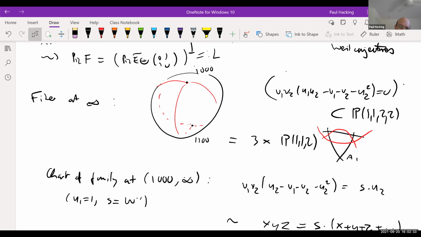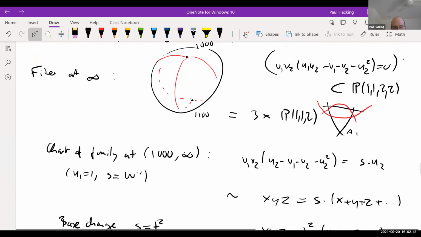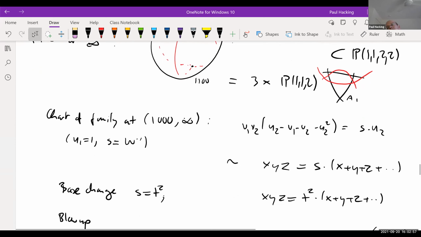Now the chart of the family at this top point, so (1,0,0,0) in the ambient P3, looks like this. So just write it down. So just pass it into an affine chart, or if you change coordinates, it looks like a singularity like this. XYZ is S times (X plus Y plus Z) plus higher order stuff that doesn't really affect the calculation.